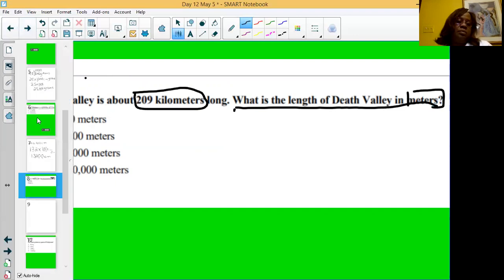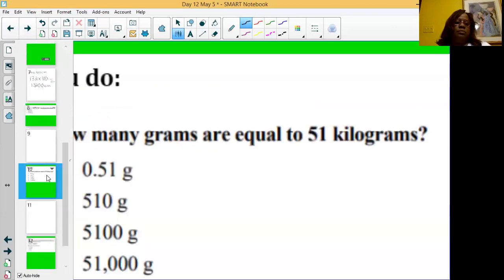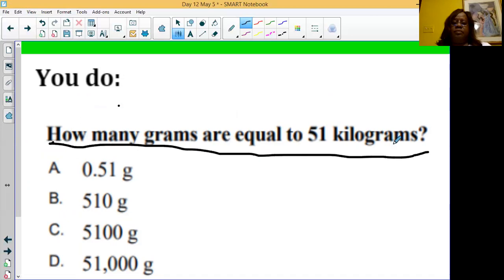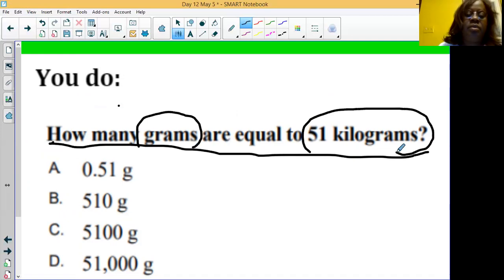Your next problem is also a you do. And this problem says, how many grams are equal to 51 kilograms? So here, you're trying to figure out how many grams is the same thing as 51 kilograms. So again, remember, kilo means 1,000, and you take it from there.